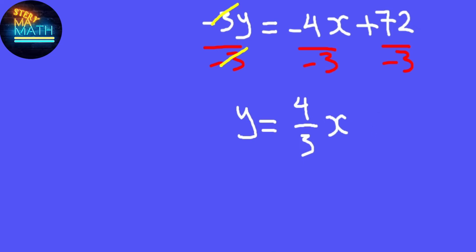And notice that positive divided by negative will be negative. 72 divided by 3 is 24. Now y is isolated and everything else is on the other side.